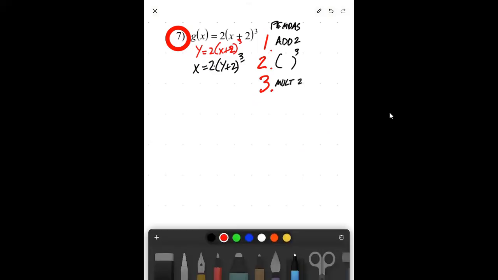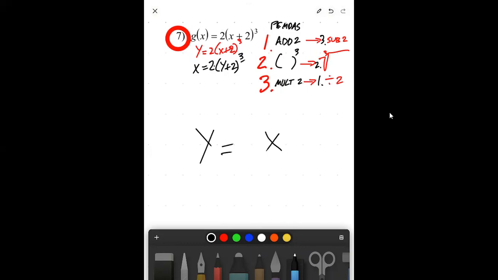Now we need the inverses. So what's the opposite of adding 2? Subtracting 2. Simple. What's the opposite of raising something to the third power? Taking the third root of it. All right. And then what's the opposite of multiplying by 2? Obviously, it's dividing by 2. Now we're just going to reverse the order. So this is going to be first, this is going to be second, and this is going to be third. And we got y equals x.